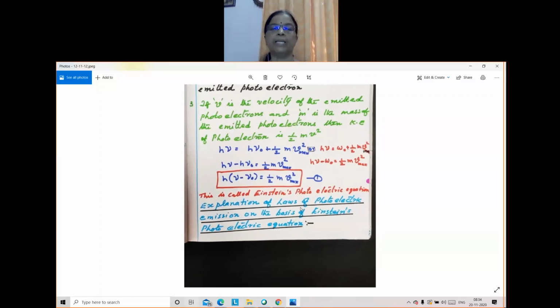Explanation of laws of photoelectric emission. Always remember, it is a very important equation, Einstein's photoelectric equation. Problems you can also expect; from all formulas you can expect problems. Explanation of laws of photoelectric emission on the basis of Einstein's photoelectric equation. The 4 laws we have studied are explained on the basis of this equation. Let us see that.